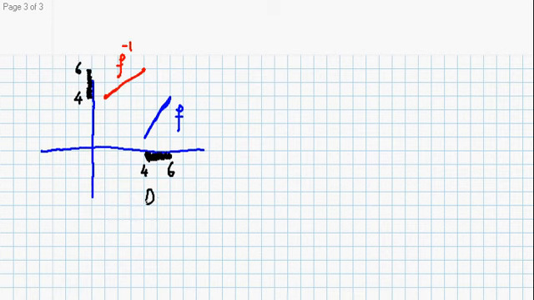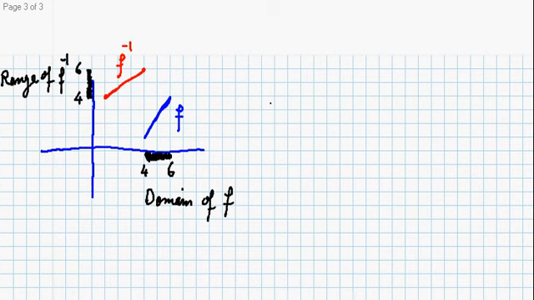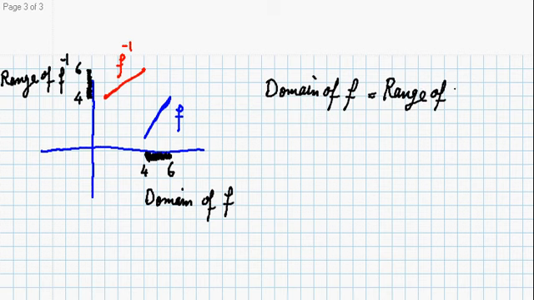So this is domain of f. This is range of f inverse. Obviously they are the same. So let's write that. Domain of f is same as range of f inverse.